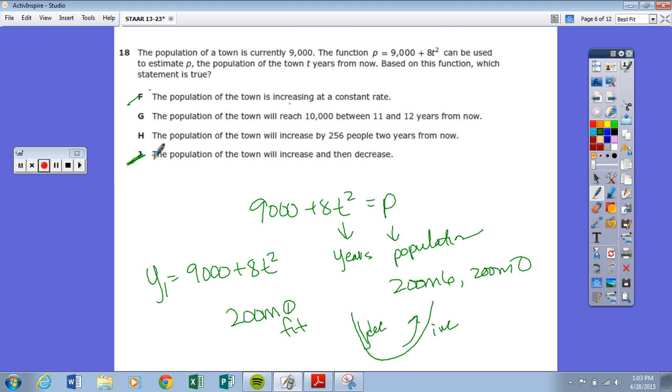That's the exact opposite. So now between G and H, you're going to want to go to your table, because anything that has to do with numbers is going to be a table question. If you do second graph, you'll get your table. And you can look at between 11 and 12 years. So on the x-axis, look between 11 and 12, and then see if the number crosses over 10,000. I think it does, so that would be the answer.